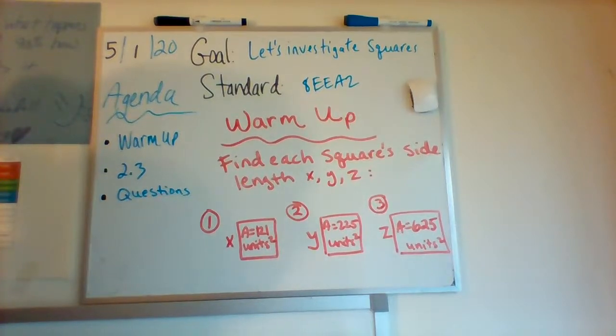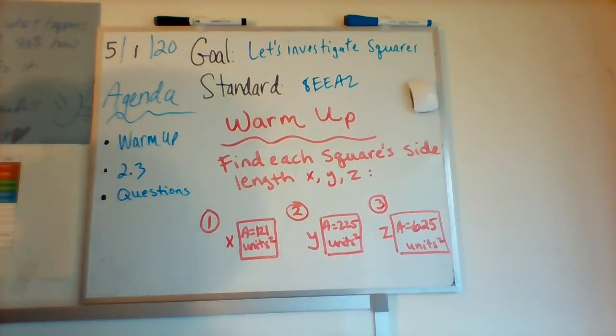Well, I know 12 times 12 is 144. So that meant it has to be a number lower than 12. And that's when I did 11 times 11 and I got 121.